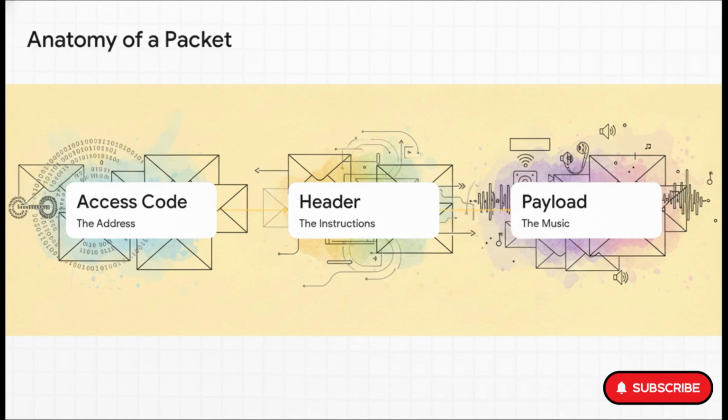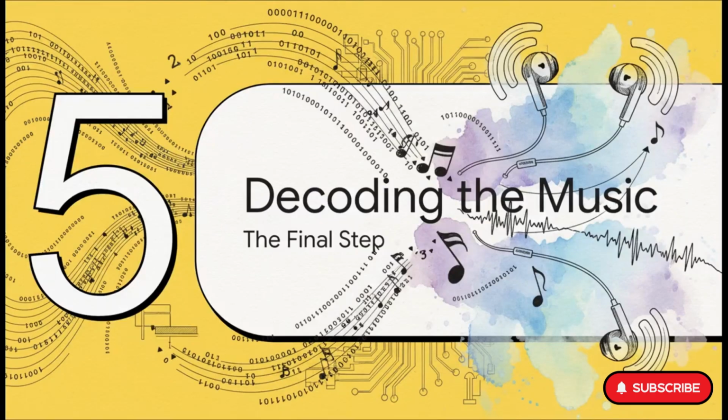The best way to picture it is like a digital envelope. Each envelope has an access code on it. That's the address, making sure only your earbuds can open it. Then there's a header with some instructions, and finally, the good stuff, the payload, which is that little chunk of your music. Okay, we're on the home stretch now. Those packets have done their crazy dance, hopping 1,600 times a second, and they've made it safely to your earbuds. Now it's time for the grand finale, turning that stream of ones and zeros back into actual sound.